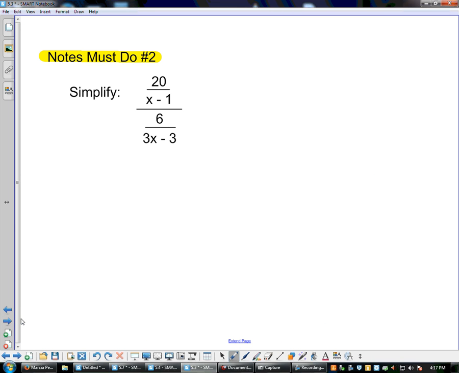Okay, here's your second notes must do. You are going to simplify 20 divided by x minus 1. That fraction is being divided by 6 over 3x minus 3. So that is your second notes must do. Can we maybe give a little hint that in this one, you might want to do some factoring there? There's something in common you might want to take out that will help when you're reducing.